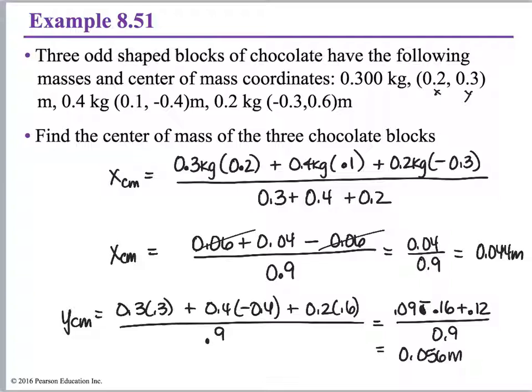We have these X and Y coordinates. What this means is if I took these three masses of chocolate blocks, substituted them with one mass of 0.9 kilograms, and placed it at this X and Y coordinate, it would be exactly the same situation. And that's what we mean by the center of mass. Or if somehow I was able to balance these objects, they would balance at this center of mass position.